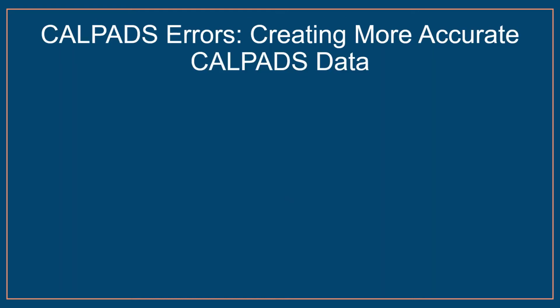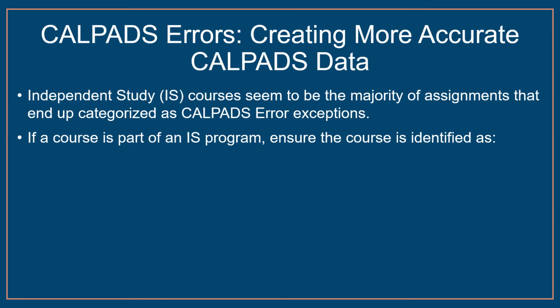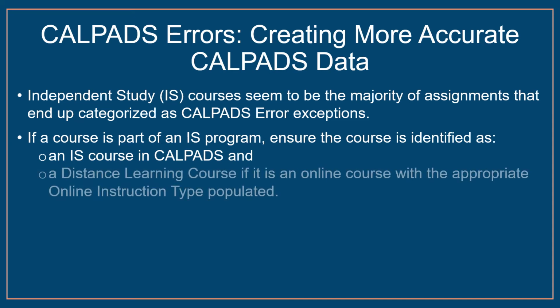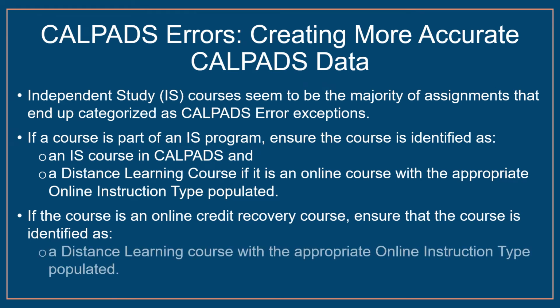CalPADS errors, creating more accurate CalPADS data. Independent study or IS courses seem to be the majority of assignments that end up categorized as CalPADS error exceptions. If a course is part of an IS program, ensure the course is identified as an IS course in CalPADS and a distance learning course if it is an online course with the appropriate online instruction type populated. If the course is an online credit recovery course, ensure that the course is identified as a distance learning course with the appropriate online instruction type populated.